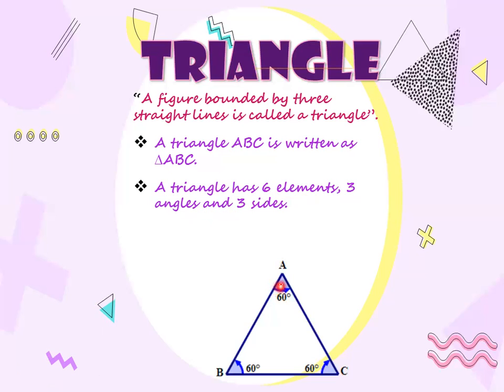This is angle number one, on point A. This is angle number two, and this is angle number three. Whatever type of triangle you have, every triangle has three angles, and it also has three sides. This is side number one, this is side number two, and this is side number three. So there are in total six elements in a triangle, out of which three are angles and three are sides.